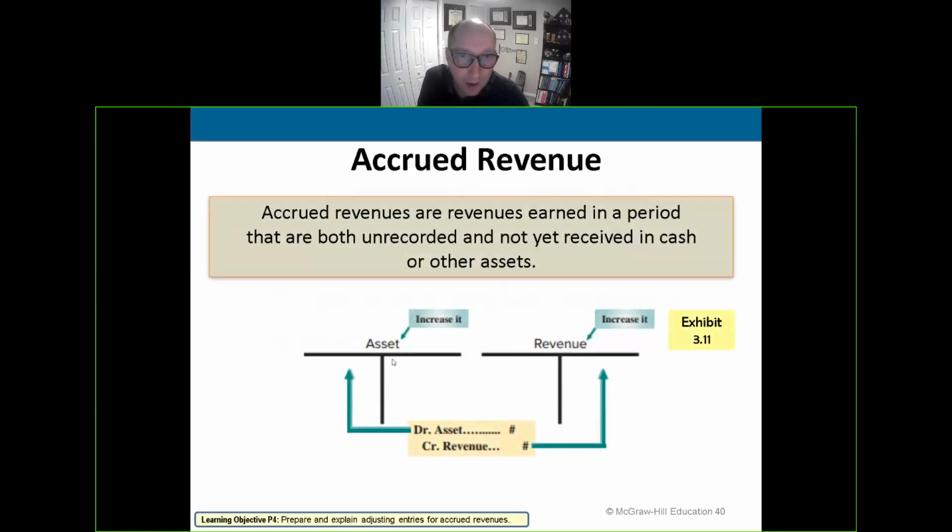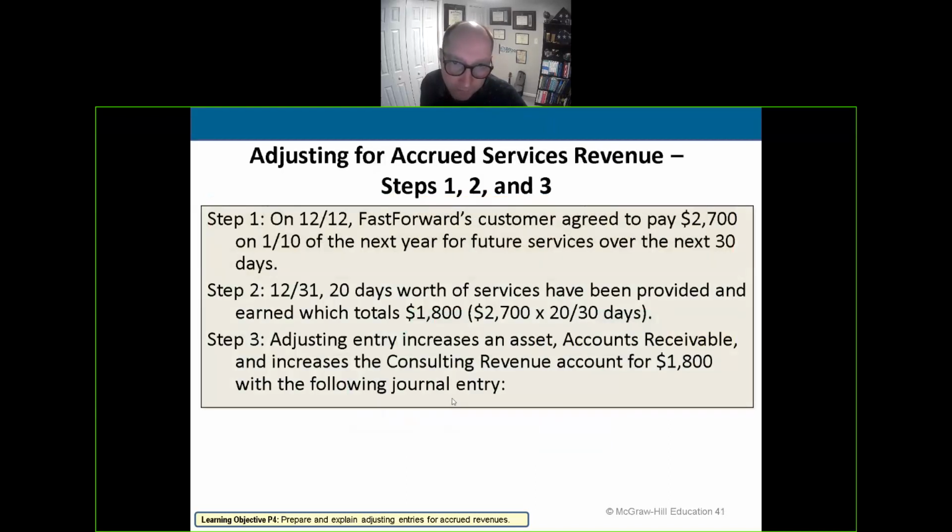Accrued revenues. These are revenues that are earned in a period that are both unrecorded and not yet received. Think of this as, let me think, a dentist, a lawyer, or an accountant. You use the service, but they have not yet billed you. They've not yet billed you for the service you used.